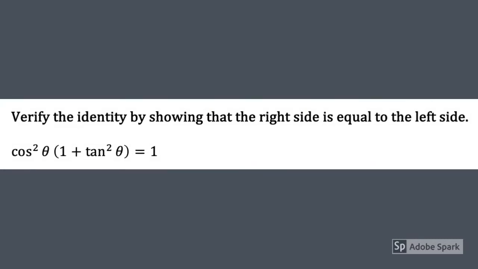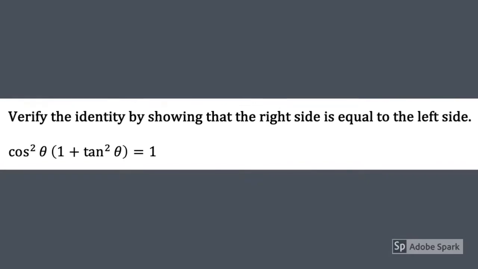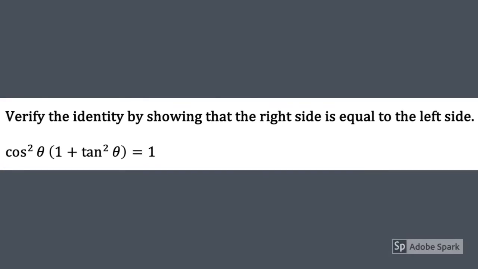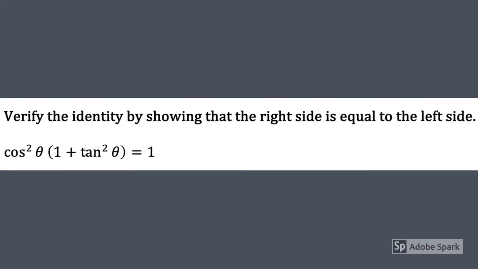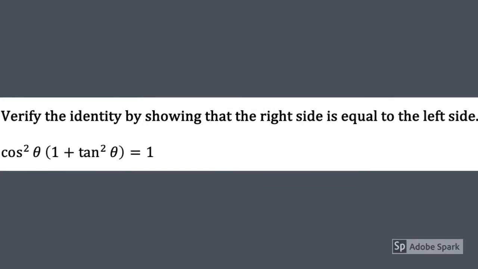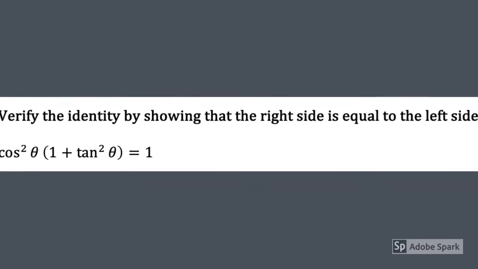So on my left-hand side, I see a tan squared theta, which I could easily rewrite in terms of sine and cosine. I see a factored expression, the cosine outside of the parentheses, so I could certainly multiply that out. And what you might not have seen right off the bat, but is also true, is that 1 plus tangent squared theta is a Pythagorean identity.